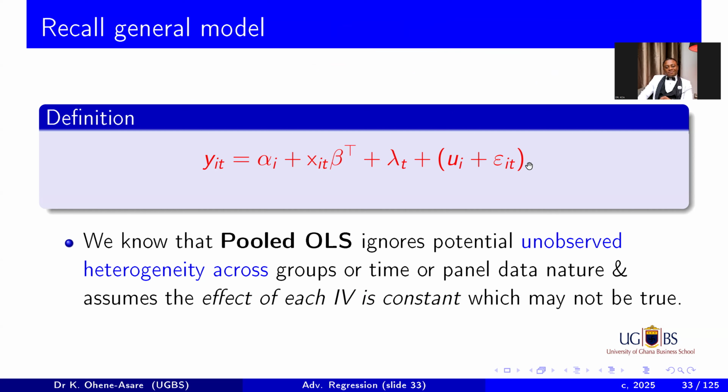We know that the pooled OLS ignores potential unobserved heterogeneity. Pooled OLS. What it does is that across the groups of time, it doesn't even consider the time. So suppose you have the data.